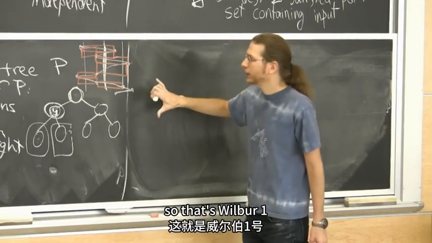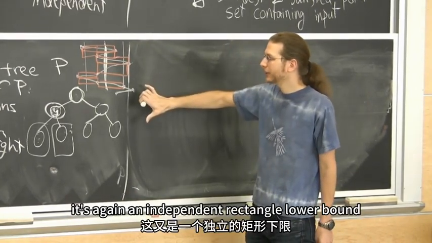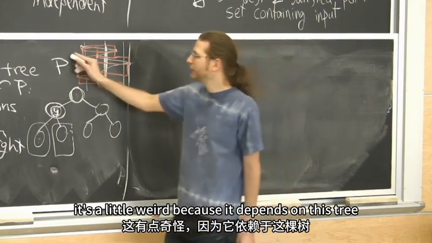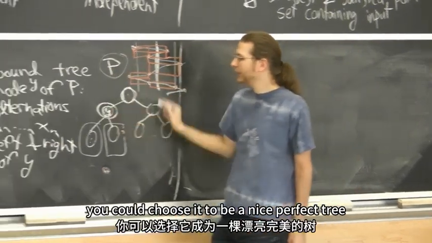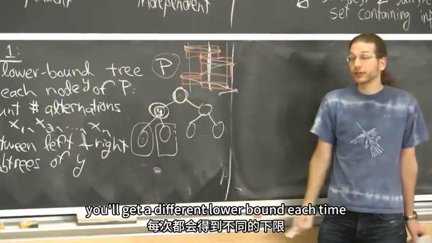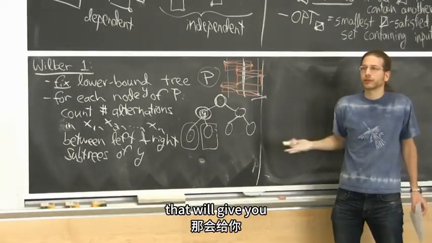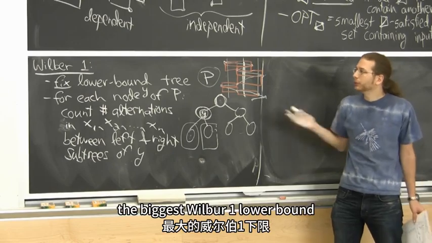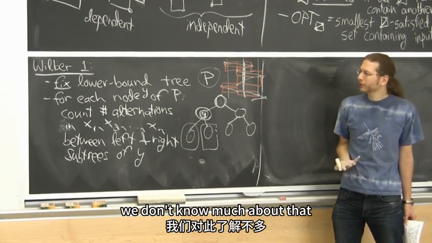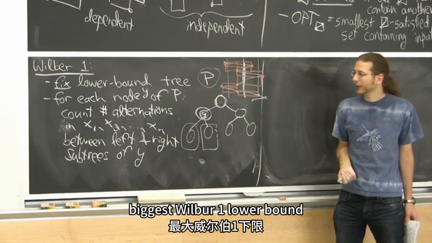So that's Wilbur 1. It's again an independent rectangle lower bound. It's a little weird because it depends on this tree. You could choose it to be a nice perfect tree. You could choose it to be a different tree. You'll get a different lower bound each time. So of course you take the max over all trees. That will give you the biggest Wilbur 1 lower bound. We don't know much about that biggest Wilbur 1 lower bound.